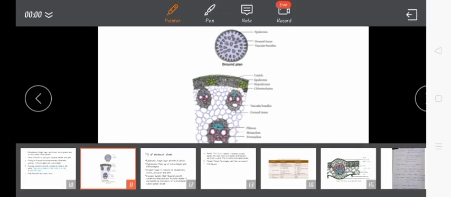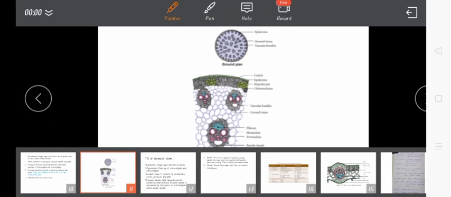Here you can see the bundles of the monocot stem. All three bundles are being given for you. Have a look at the clear view. Let's study how it looks. Of course, the outermost layer, just like the dicot stem, here also the outermost layer is going to be a single layer of epidermis cells.